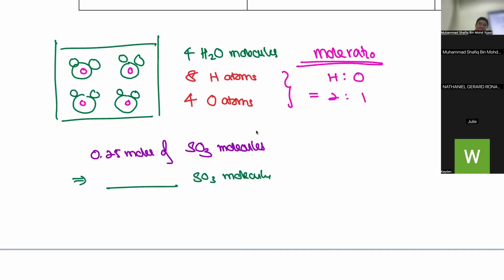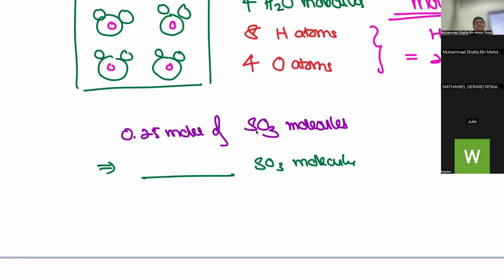Anyone want to try? What's the math? Anyone? Come, Renzo. What is the number of molecules of SO3 we have in 0.25 moles? How many SO3 molecules will I have in 0.25 mole? No, I want SO3 molecules in 0.25 moles. Times? Correct. 0.25 times your Avogadro's constant.